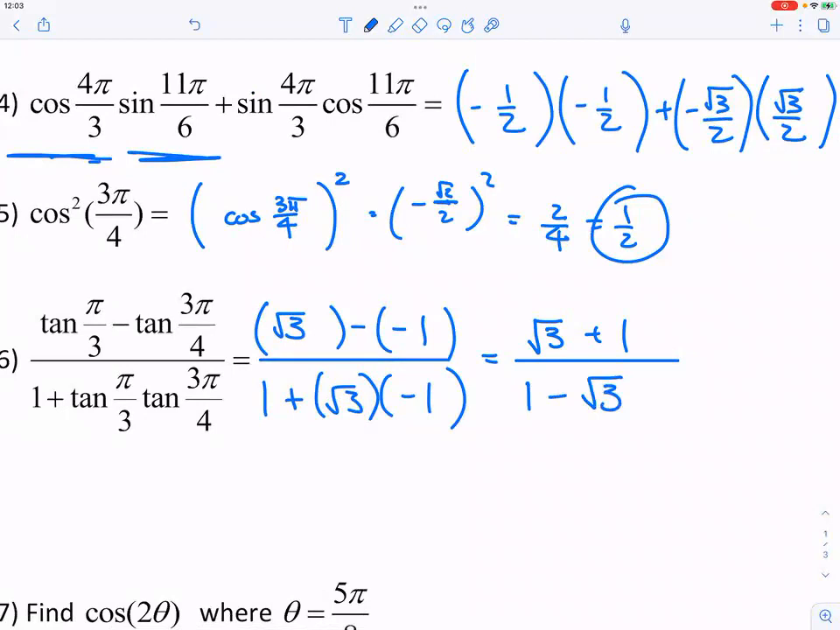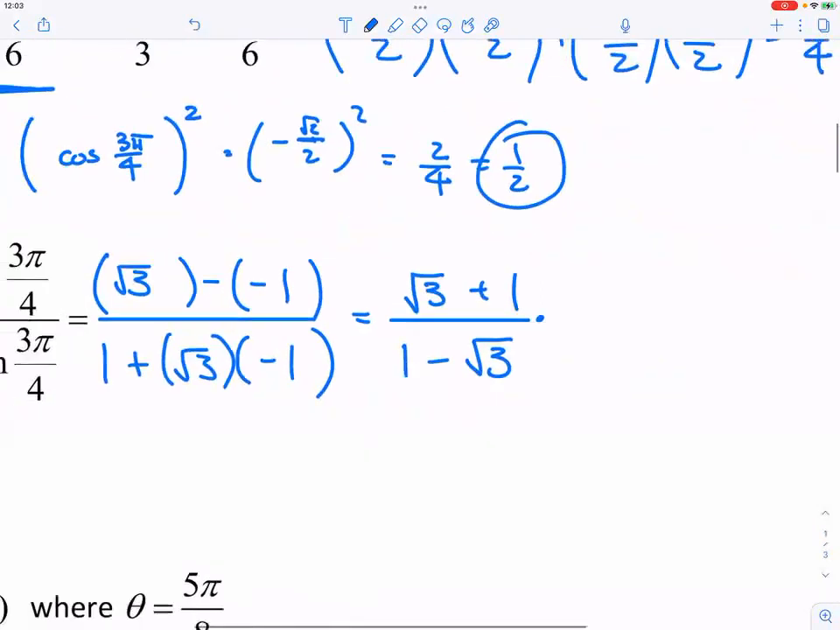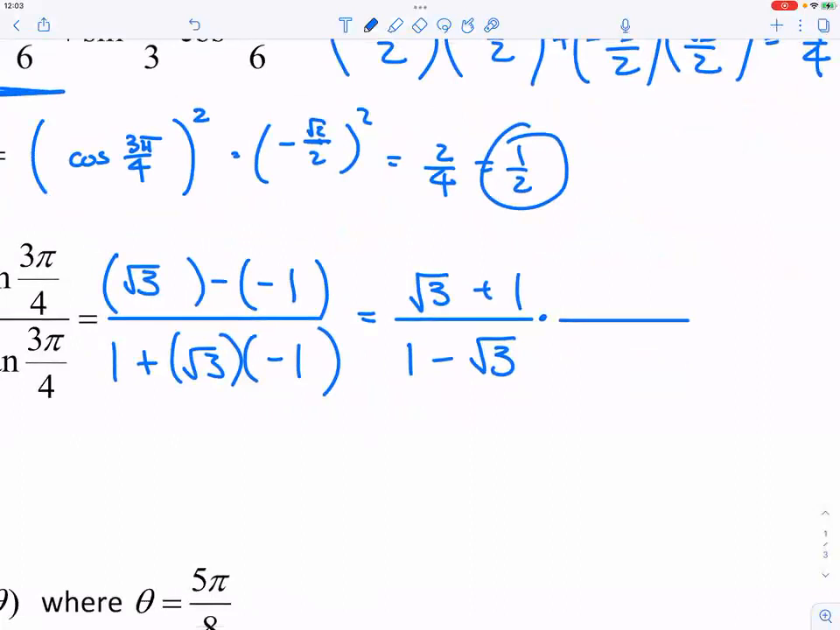Okay. Yay. Are we done? Why not? Yeah, we have to rationalize it. Do you still remember how to rationalize this kind of situation? Multiply what? Conjugates. Anyone wants to know why we multiply by the conjugate? Well, how many of you know why we multiply by the conjugate?